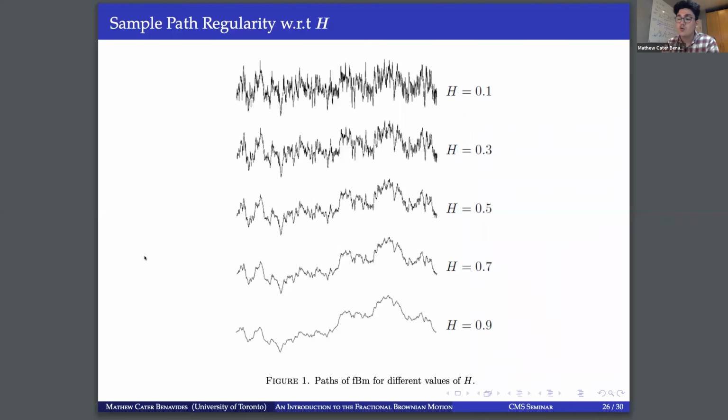So to answer your question, yes, there are ways to statistically infer what H might be to fit your model, but they're all very involved. Okay. And in the paper, which I will leave as a reference, they actually do talk about a simulation algorithm at the end, in which they talk about the circulant matrix approach, as well as some others.